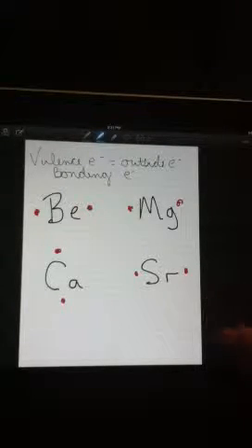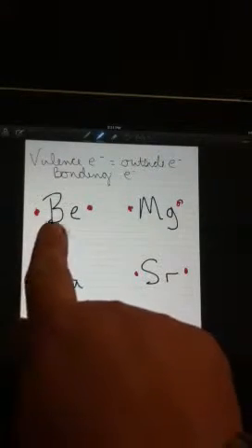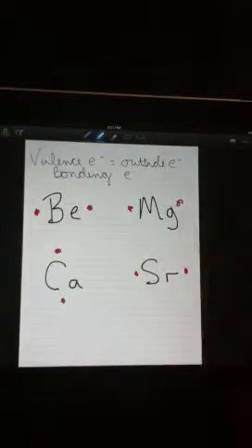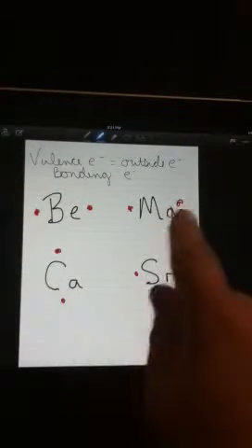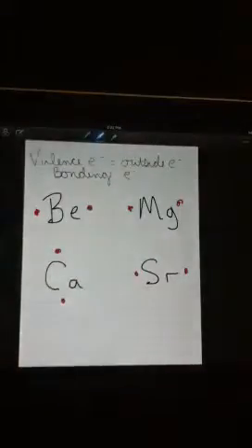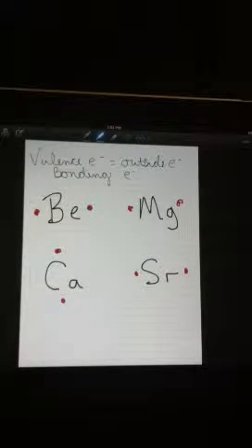Here are some examples of Lewis dot structures. I simply put the element symbol down and then I draw dots. Beryllium, magnesium, calcium, and strontium are all in group 2. Remember, you do not capitalize the second letter on the periodic table.